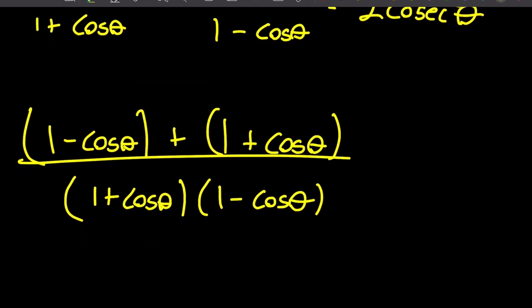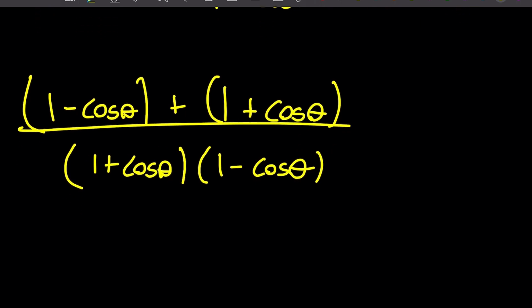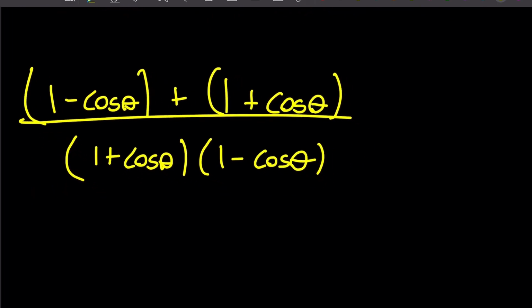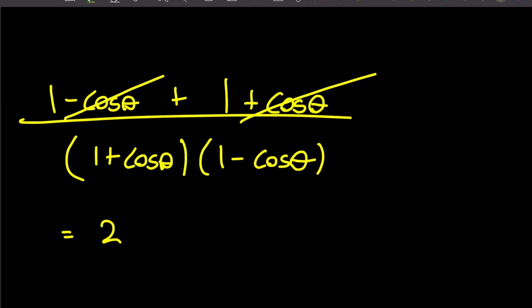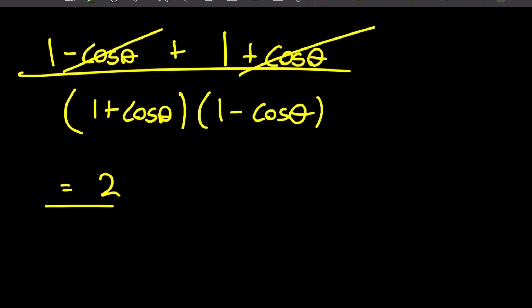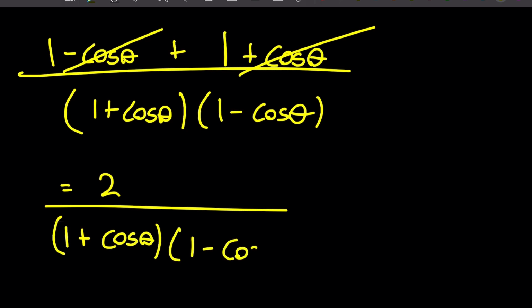Okay, and now we'll fix it a little bit better. I'll remove the brackets now so we can actually evaluate it. So 1 plus 1 is 2. You should know this from your early years. And then minus cos theta plus cos theta is just going to be 0. So it's just 2. So on the numerator we have 2 over (1 plus cos theta) and (1 minus cos theta).